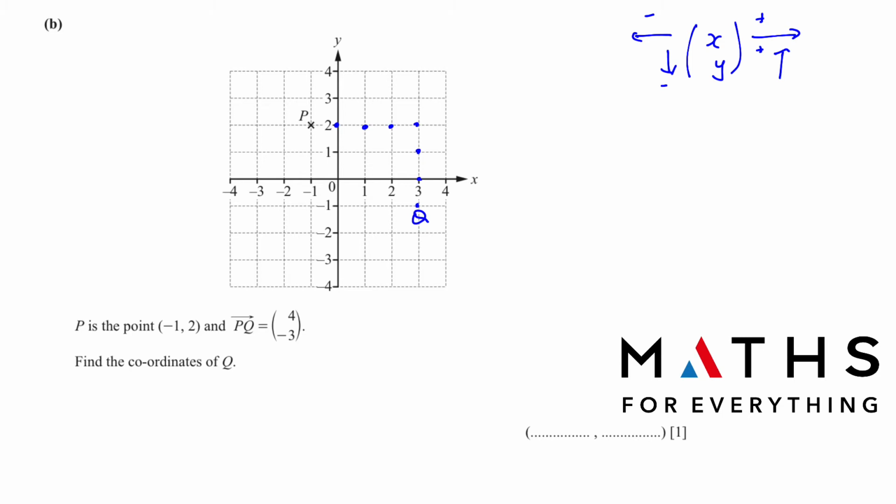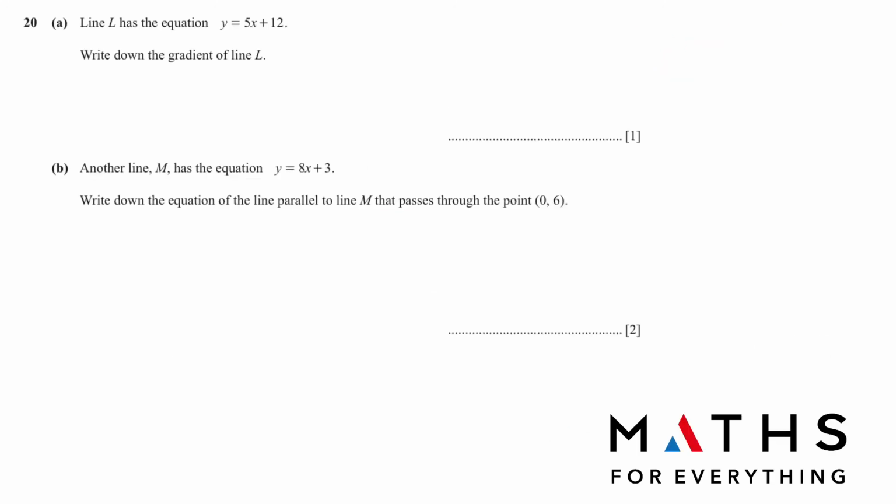And we first take the X value, which is 3, and then the corresponding Y value is negative 1. So that's how we write the coordinate.